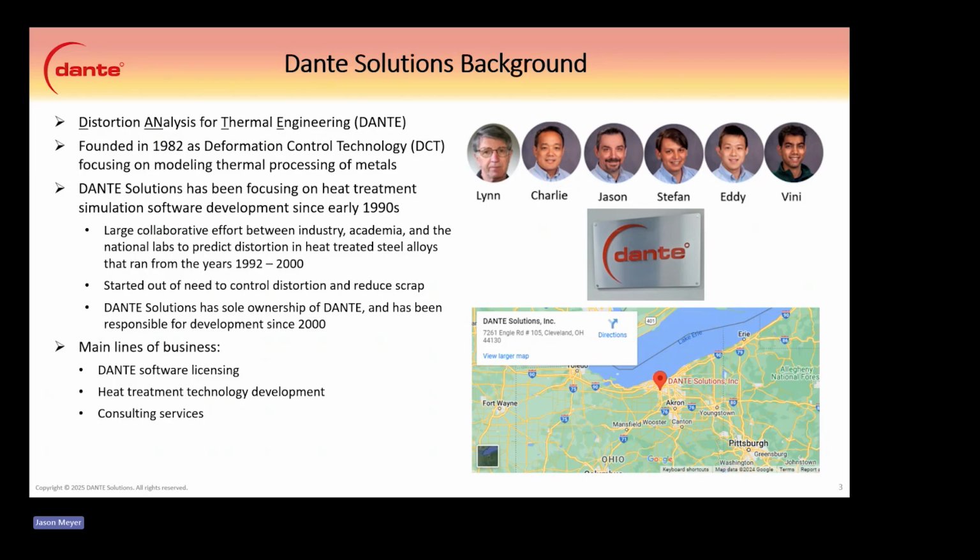We've since gained sole ownership of that software that was developed, and we've been updating it and adding new features since then. Our main lines of business are software licensing. We do heat treatment technology development, where new emerging technologies where we can model and simulate. And then we do a lot of consulting services with our software. And you can see most of us here in the headshots. So we have a couple of new hires we got to add on to the list here. And we're located in Cleveland, Ohio, really close to Lake Erie.